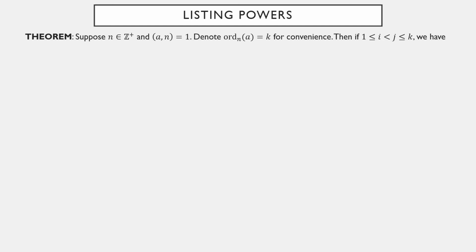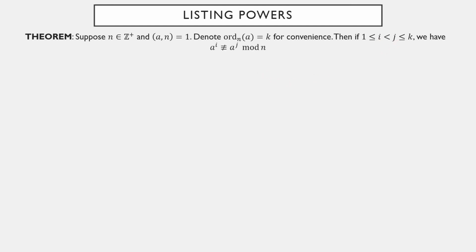All right, we continue with n a positive integer and a relatively prime to it. For convenience, I'm going to say that the order mod n of a is the number k. Then suppose you have two positive numbers, i and j. So they're at least as large as 1, they're no bigger than k, and they're not equal to each other. So I have two different numbers somewhere in between 1 and k. Since they're not equal to one another, one of them is smaller than the other. I'm just calling i the smaller one and j the bigger one.